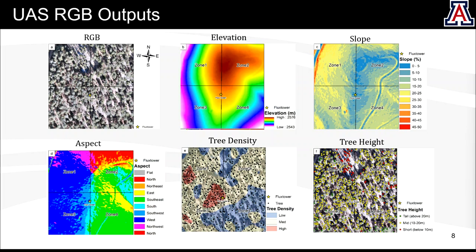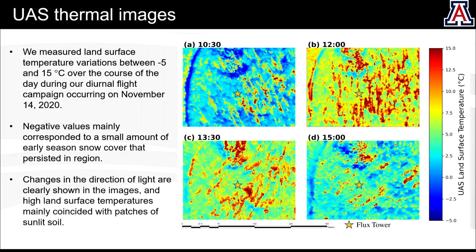Here you can see the outputs from the drone images: RGB, elevation, slope, and aspect maps. Since there is a significant difference in the aspect and slope of our study area, we divided the region into 4 zones and studied each of them separately. We also classified the region based on tree density and tree height classes to compare water source between them.